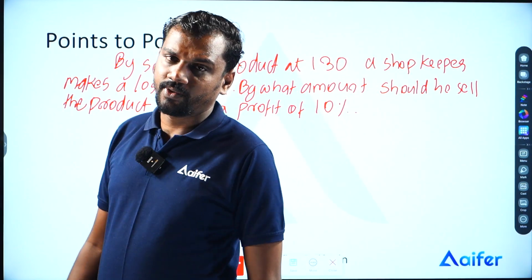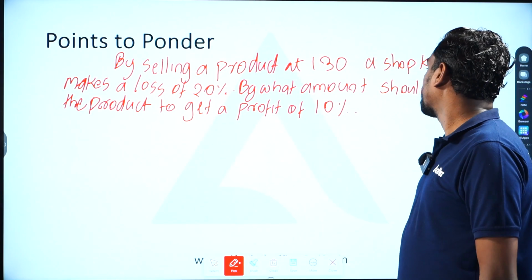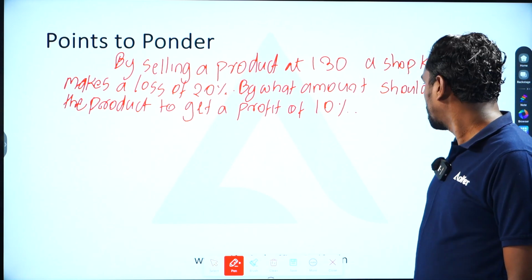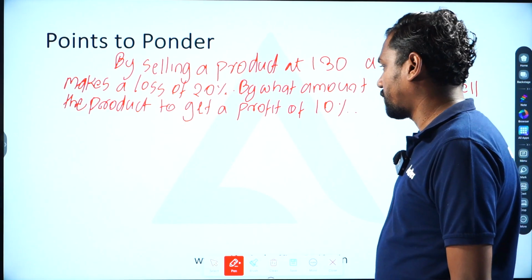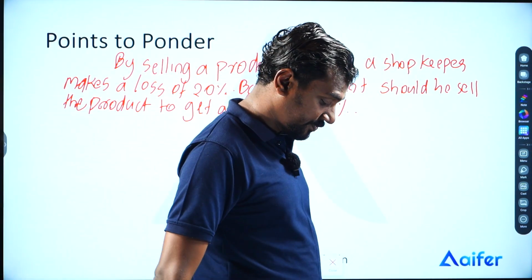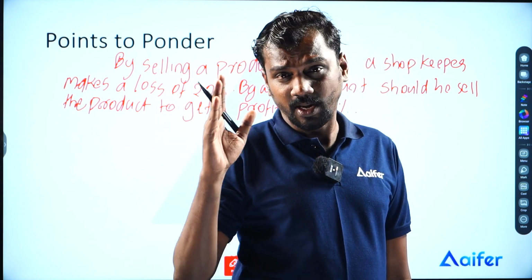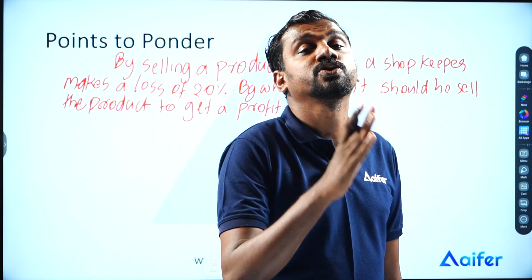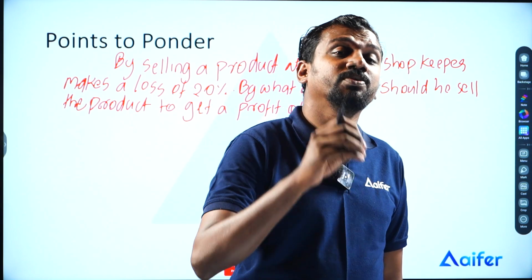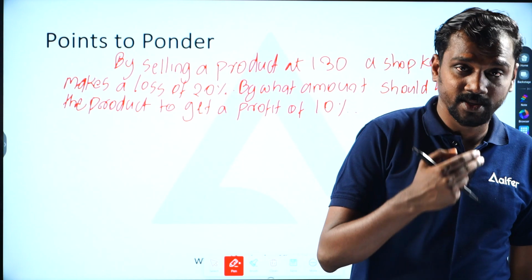That is, by selling a product at 130, a shopkeeper makes a loss of 20%. By what amount should he sell the product to get a profit of 10%? So what's given in the question? A shopkeeper sold a particular product for rupees 130 and made a loss of 20%. The question says he has to make a profit of 10%. By what price should he sell the same product?